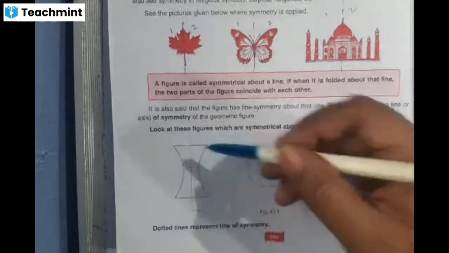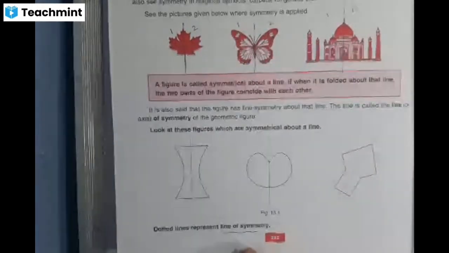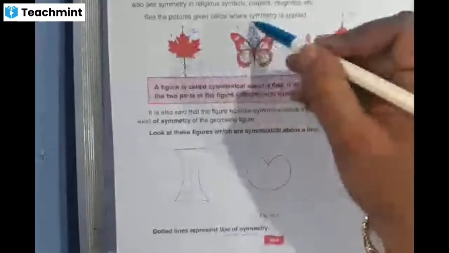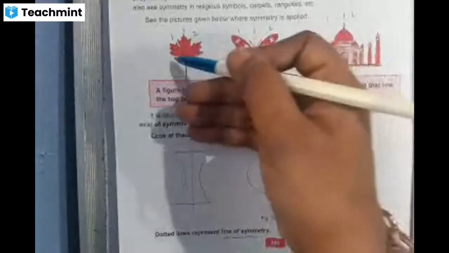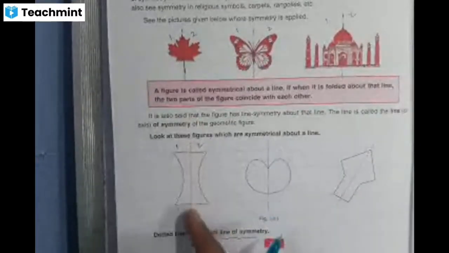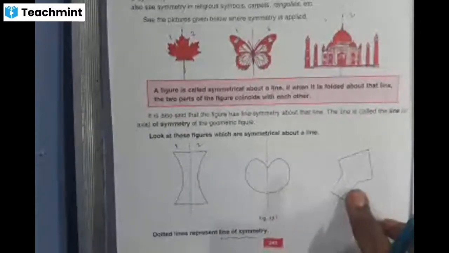So this dotted line represents the line of symmetry. Same with this figure, children. Here, the line we draw, no? We have drawn the line. Why did we draw the line here? We have drawn the line so that when it is folded, each and every part is going to coincide with the second part. The same with these figures, children. When I'm going to fold this figure about the line, then this first part is going to coincide. Same with the second figure and the third figure.